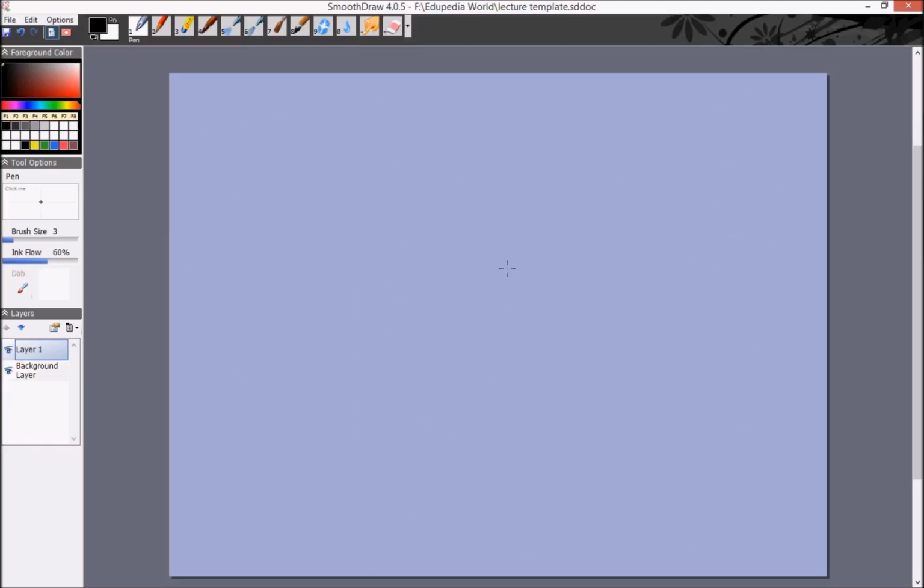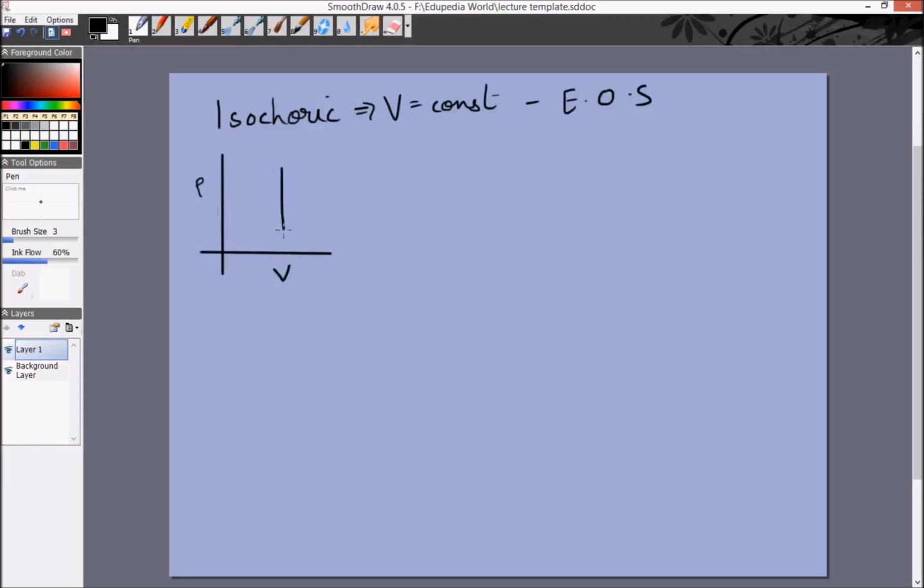So the next process is isochoric. Isochoric means volume is equal to constant, and this can be taken as the equation of state, that V is equal to constant. What will the PV curve look like? It will simply be like this. The pressure changes from P1 to P2, the volume stays V1, and V1 is equal to V2 if you want to call it V2 as well. What is the slope? The slope is infinite.